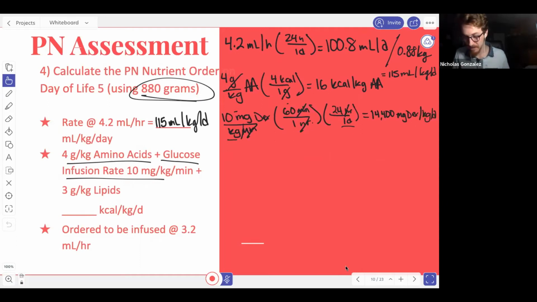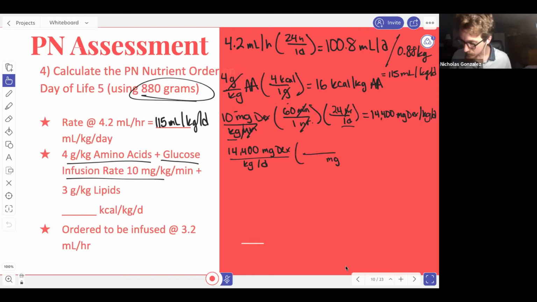Okay. But of course, we're not done there. We want it in calories, not milligrams. So what we're going to do, let me just rewrite this. Okay, what we want to do is convert that to grams of dextrose first, because our calories are per gram, calories per gram. So again, we're going to get rid of the milligrams. We're going to put it at the bottom so that they cancel. And for every 1,000 milligrams, there is 1 gram. And that gives us 14.4 grams of dextrose per kilogram per day.